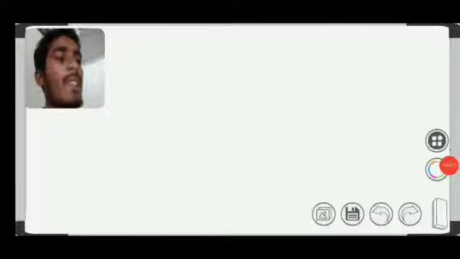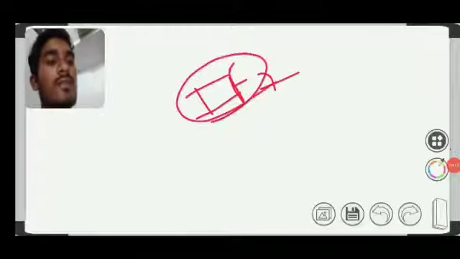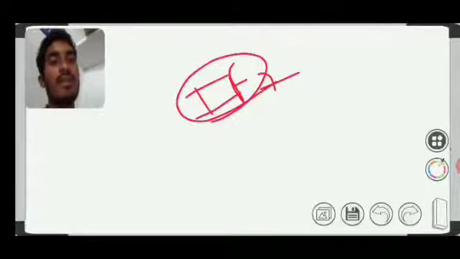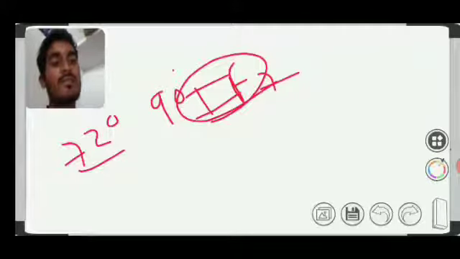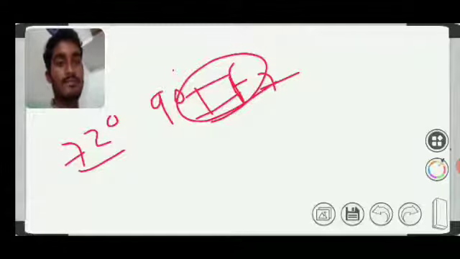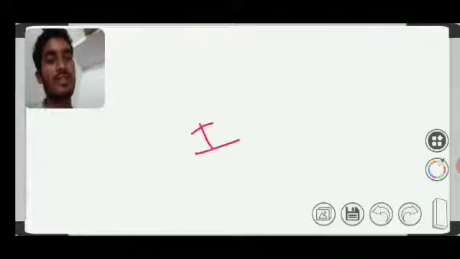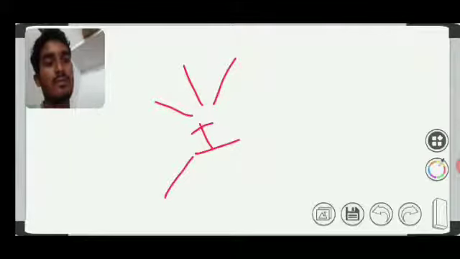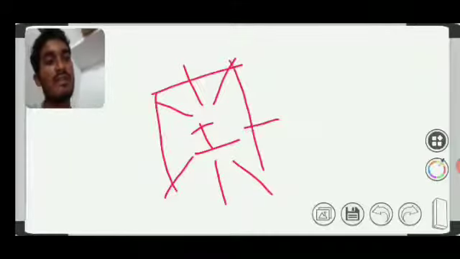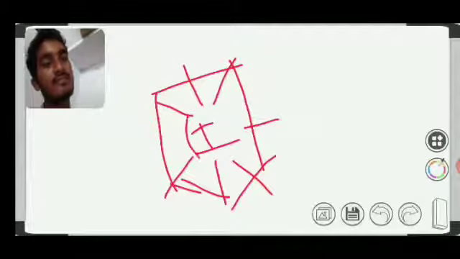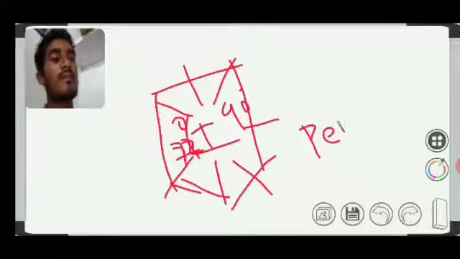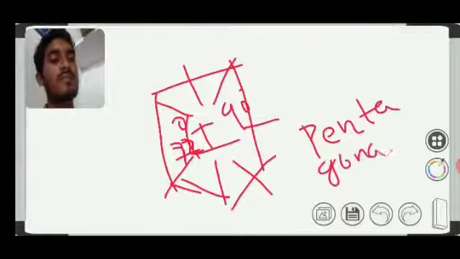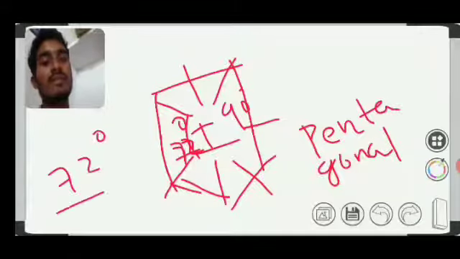The structure of IF7 is a pentagonal bipyramidal shape, and the bond angle is 72 degrees, or sometimes 90 degrees also. Now I will show you the structure of IF7. Here is iodine; the pentagonal bipyramidal shape with bond angles 72 and 90 here. This is a pentagonal bipyramidal shape, and the bond angle is 72 degrees or 90.